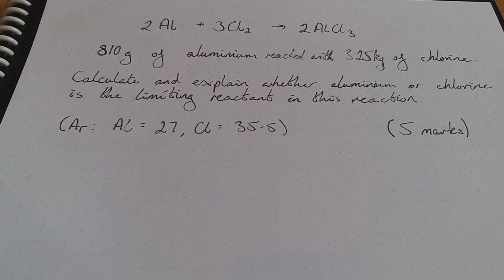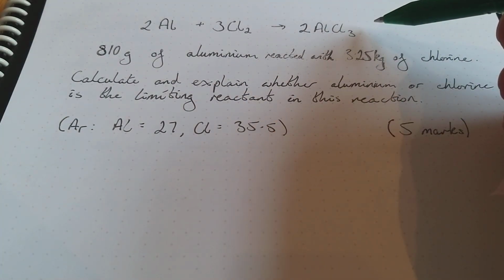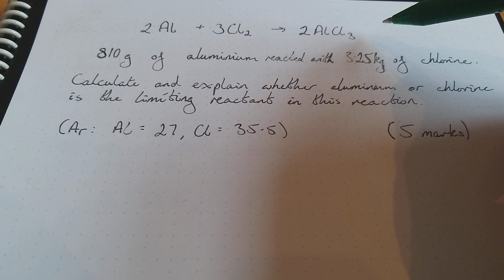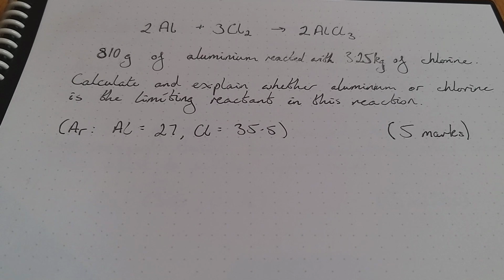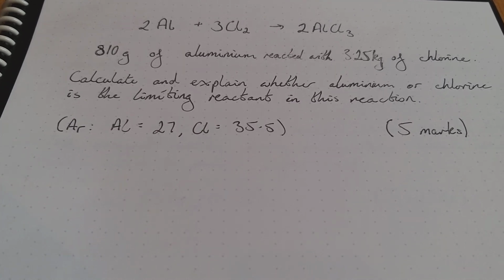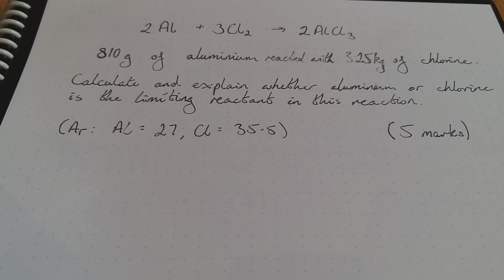So let's have a look at the question in front of us. The balanced symbol equation shows us the reaction between aluminium and chlorine to produce aluminium chloride. 810 grams of aluminium reacted with 3.25 kilograms of chlorine. Calculate and explain whether aluminium or chlorine is the limiting reactant in this reaction. And again, we've been given the atomic masses of aluminium and chlorine to help us. But remember, if they're not given for you in the question, then you can always find them on your periodic table, which you'll have with you in an exam.